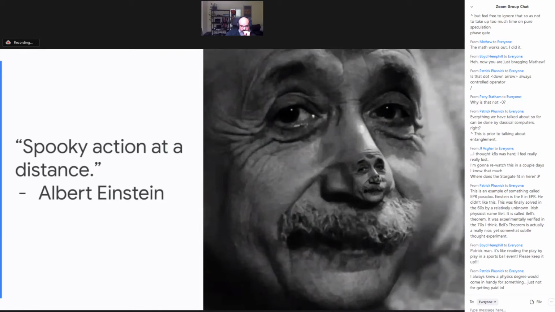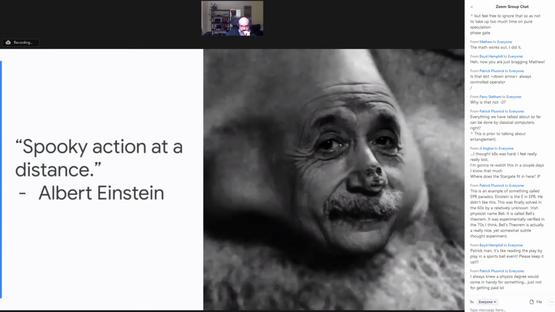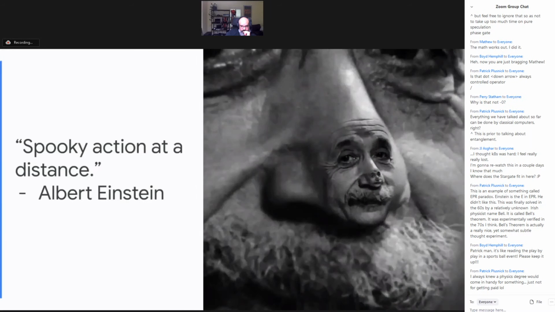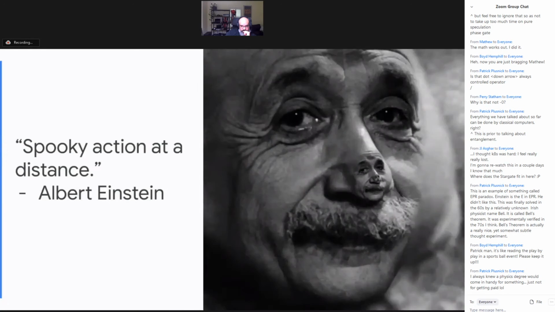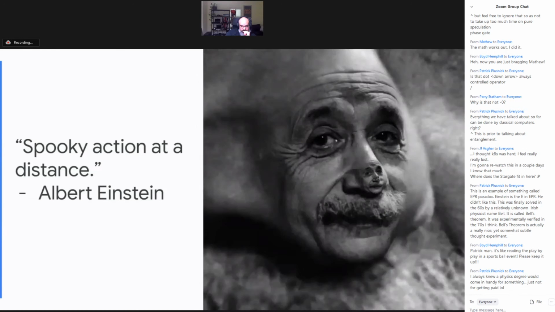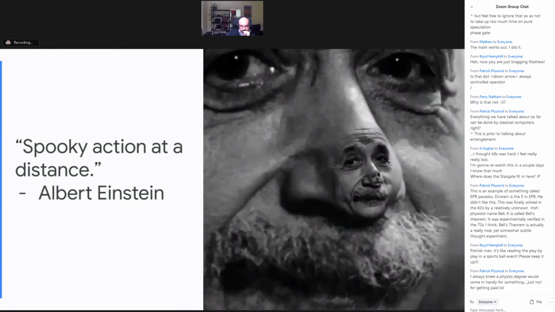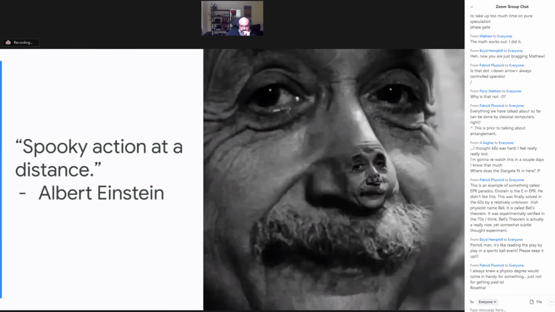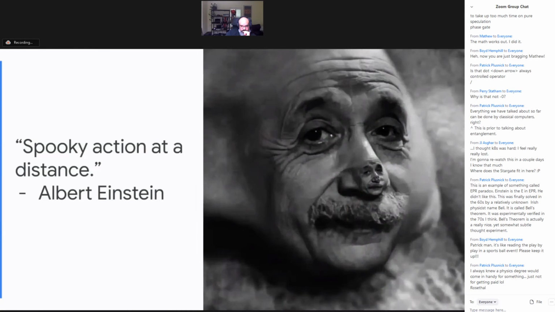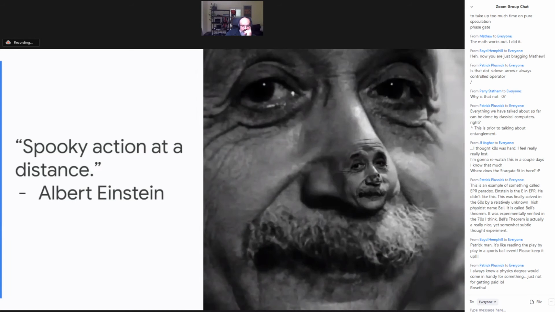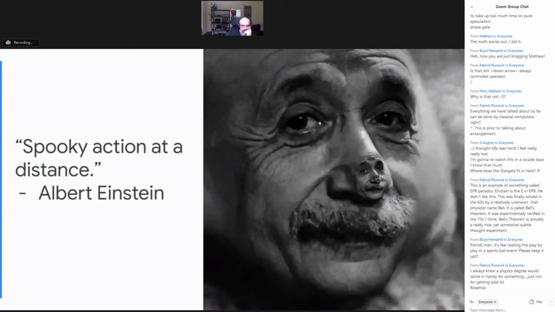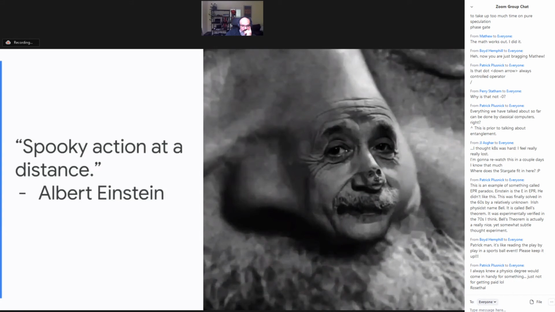Patrick was pointing out that this is often called the EPR paradox, which stands for, oh goodness, Einstein, Podolsky, and Rosen, I think. Gosh, I shouldn't have even attempted that. Einstein is the E in the EPR. It's a paradox only if you don't accept the weirdness of quantum mechanics.